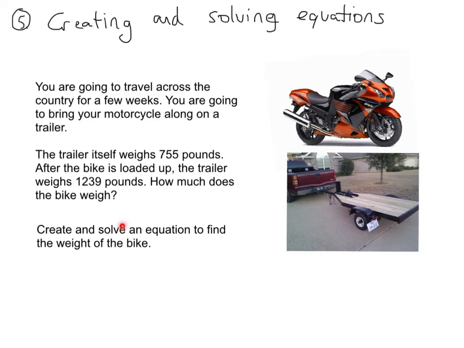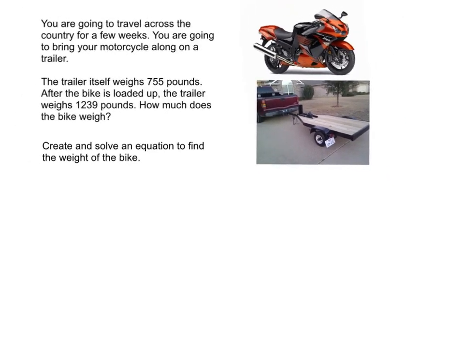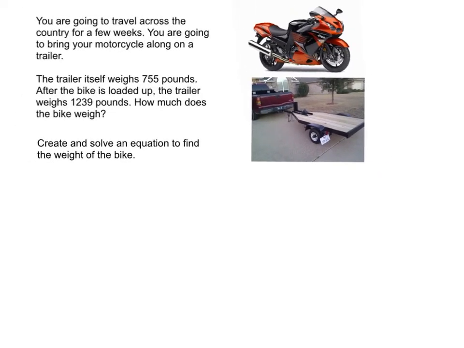So what we're going to do is create and solve an equation to find the weight of the bike. So, I mean, take a minute and just read through that and think about what you would do if you were setting this equation up. Well, as I read this, I see something that's really important that stands out. And I see the trailer weighs 1,239 pounds. I would call that a total weight. And it's significant because I know I'm dealing with a bunch of other weights. So if I add up all the weights, I can get the total weight, right?